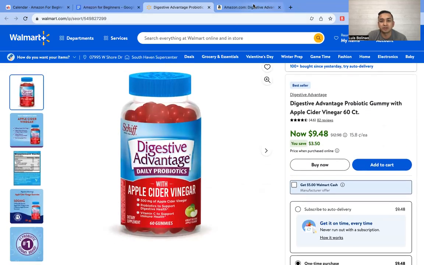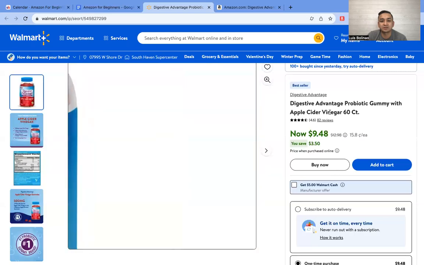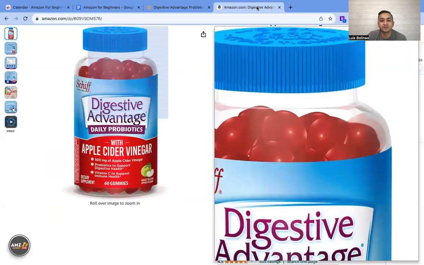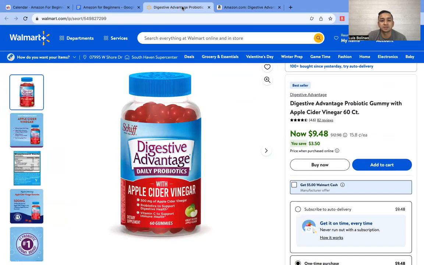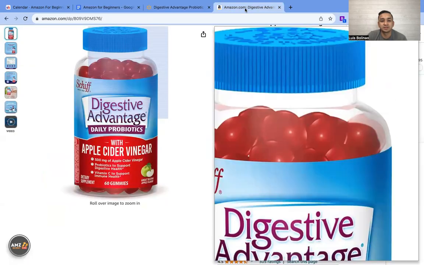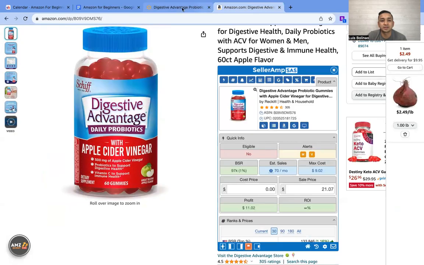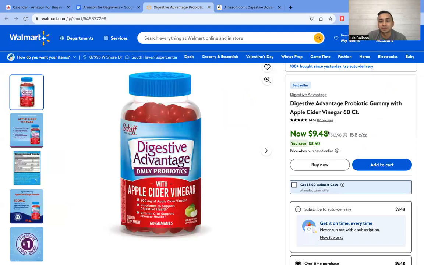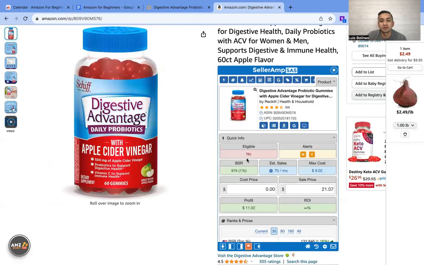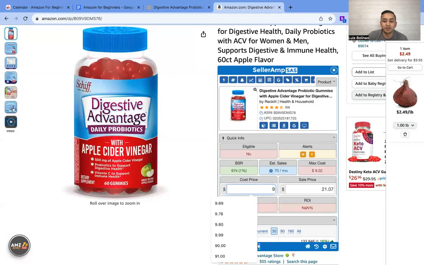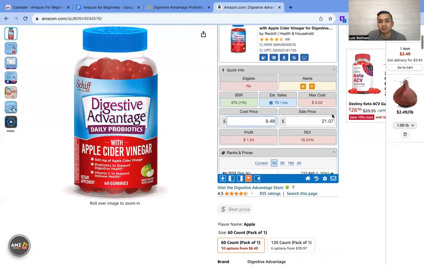So again, look at the products if they match. Apple cider vinegar, digestive advantage, probiotics, 60 gummies, 60 gummies. Okay, looks the same. $9.48 on Walmart, and on Amazon, it's about 20 bucks. It's giving you a 16% ROI. So it's below 20%, but close enough.